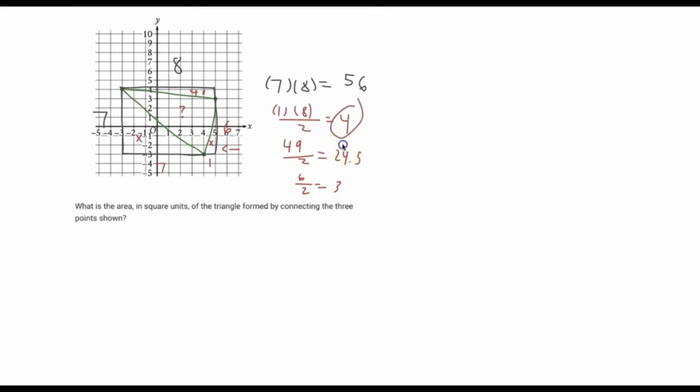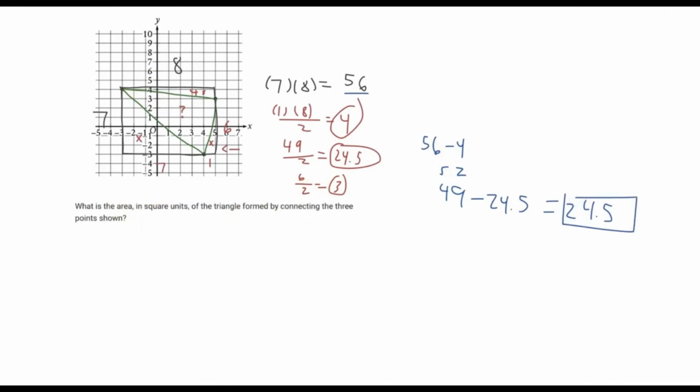So these are the different areas of the external parts that we want to subtract away from 56. So 56 subtract 4 is 52. 52 subtract 3 is going to give us 49. And then 49 subtract 24.5 will give us a final answer of 24.5. And therefore, our answer for the area in square units of the triangle is going to be 24.5.